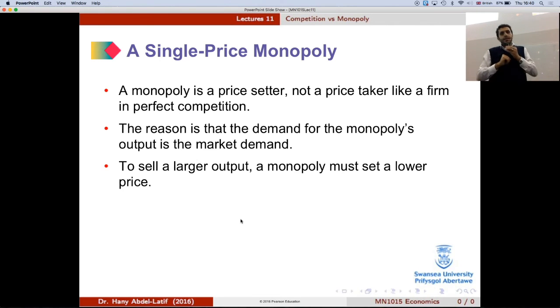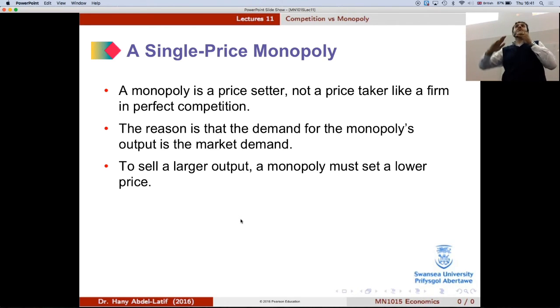So if I want to sell a larger output, I need to lower the price. If I want to convince you to buy 50 mics, I don't have 50 mics, but let's just pretend that I have. If I want to sell these 50 mics, then I need to lower the price. I can't sell them at 100, for example. So I don't control both the amount of mics I can sell and the price. If I want to sell more mics, I need to lower the price.